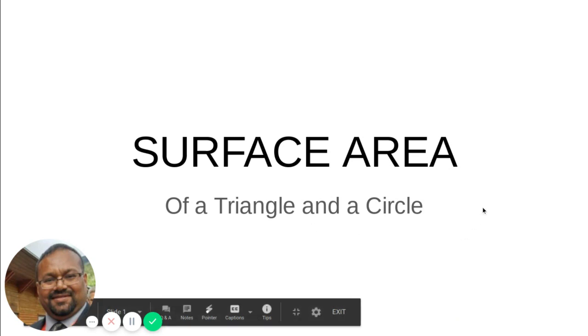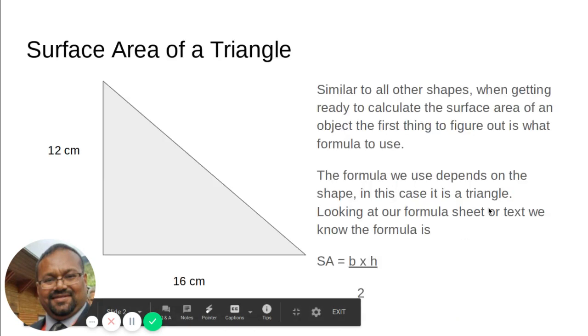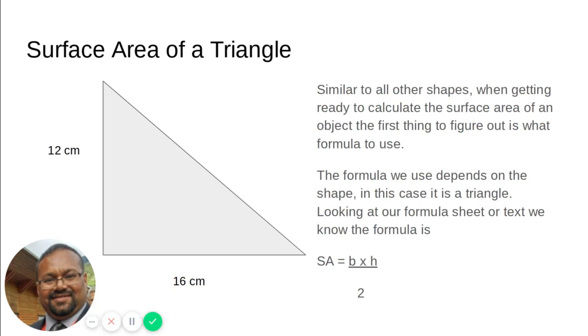Okay, so starting off, we take a look. Similar to other shapes, and getting ready to calculate the surface area, the first thing we need to know is the formula we're going to use. Now, the formula depends on the shape, so we know that this shape is a triangle. So taking a look at our formula sheet, textbook, internet, writing on the wall, maybe you've written it on your hand. The formula for a triangle is surface area equals base times height divided by 2. Okay, now you'll notice that's just stated here at the bottom.